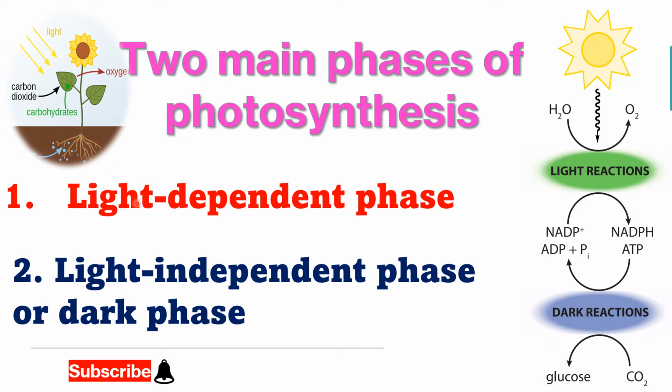Then, where is the location of these two phases? Where will they occur? Light dependent phase and light independent phase will occur in which place? These two phases occur in the chloroplast.